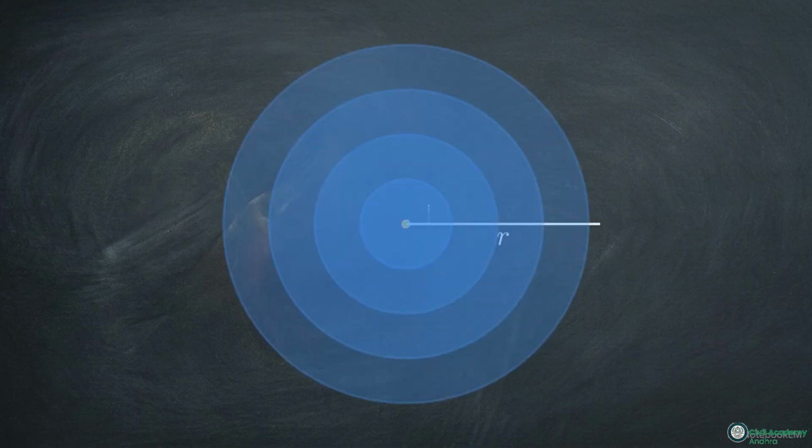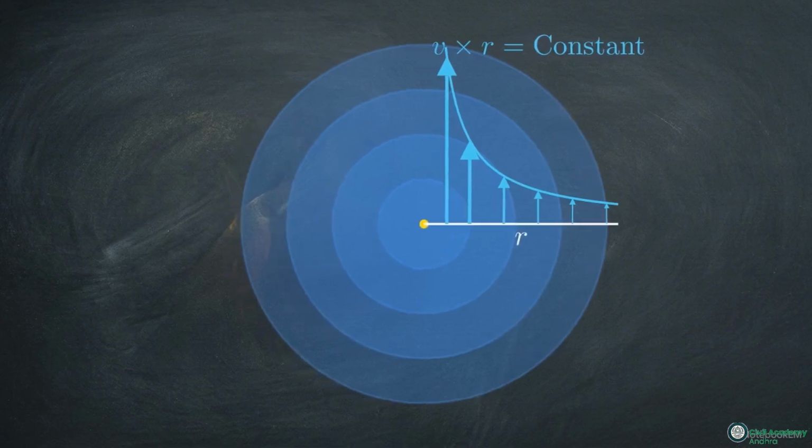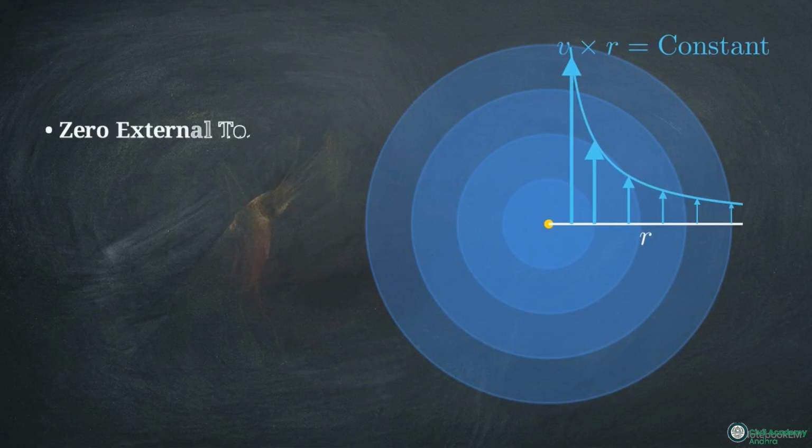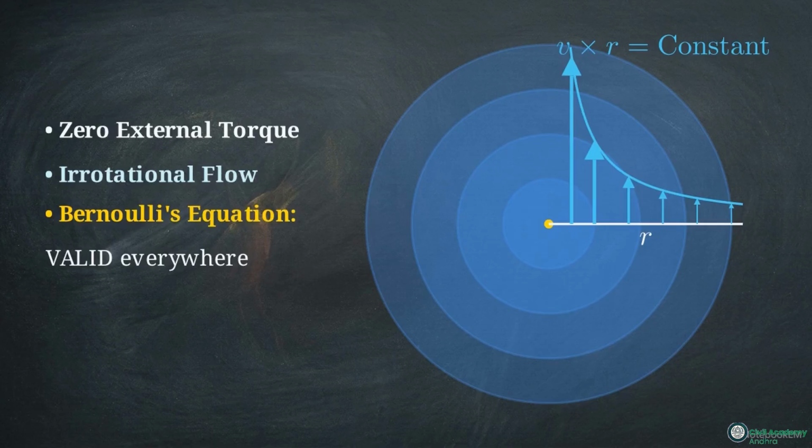Look at the velocity profile for this conservation of angular momentum. It is the exact opposite of the forced model. Here, as the radius increases, the velocity shrinks hyperbolically. The governing mathematical law is v times r equals a constant. Because no mechanical energy is added and the flow is inherently irrotational, Bernoulli's equation is perfectly valid. You can equate the total energy across any 2 points in the entire fluid mass.